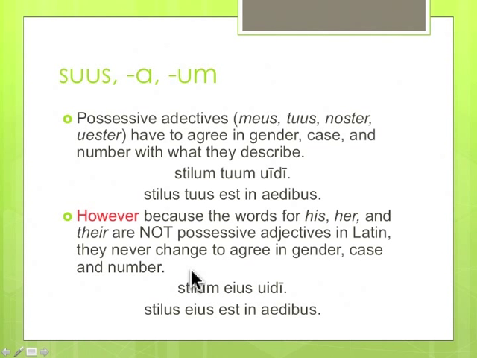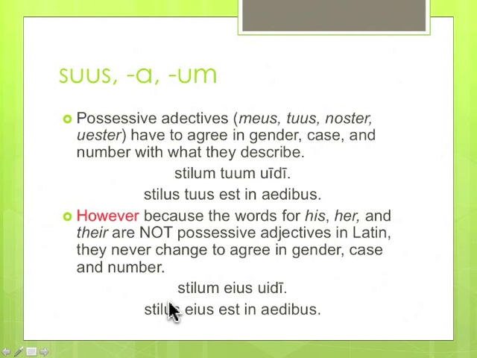Let's say I want to say, I saw his stylus. I would say, stilum eius vidi. I saw his stylus. But eius here is not agreeing in gender, number, and case with stilus, or stilum in this case, because it's not a possessive adjective. It's just a genitive. This literally means, I saw the stylus of that guy I just mentioned.